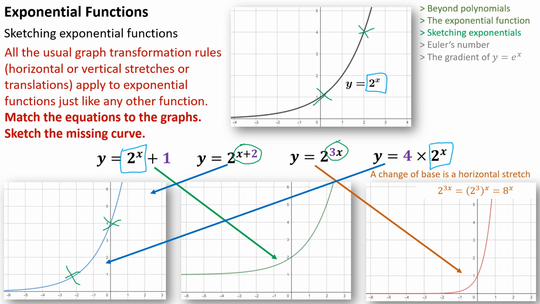Now this last one, turns out the curve is already on the screen for you. Y equals 4 times 2 to the x is the same as y equals 2 to the x plus 2. And that should strike you as a little bit odd. Y equals 2 to the x plus 2 was shifting a graph sideways 2 places to the left, whereas y equals 4 times 2 to the x is surely a vertical stretch of scale factor 4. Everything should be 4 times higher than it was.